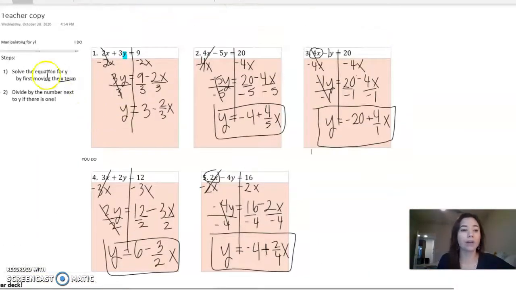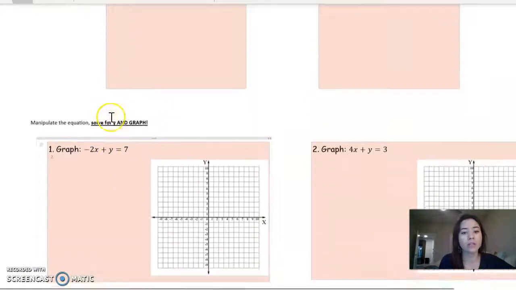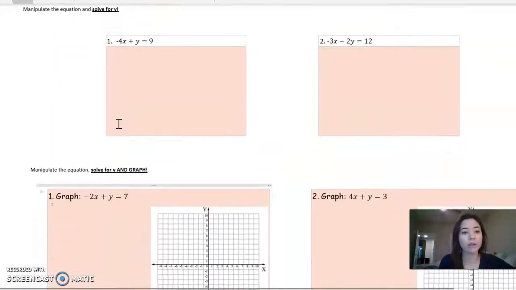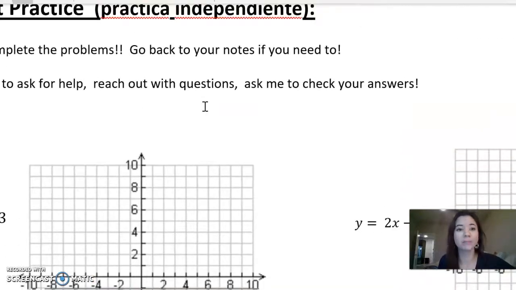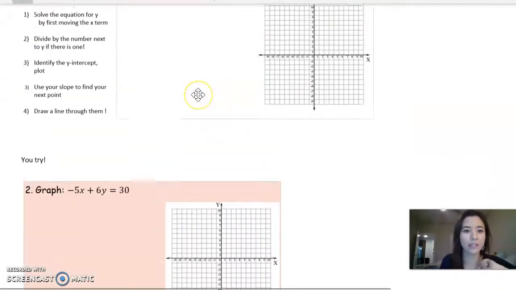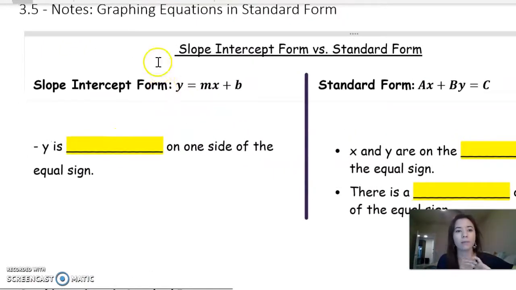Again, here I really want to reiterate that it's the divide by a number next to y if there is one. So when you get into the independent practice, if you look right here at this problem, there is no number next to my y. So you simply just have to move that 4x over and then you are finished. So don't overthink that one. You got this.